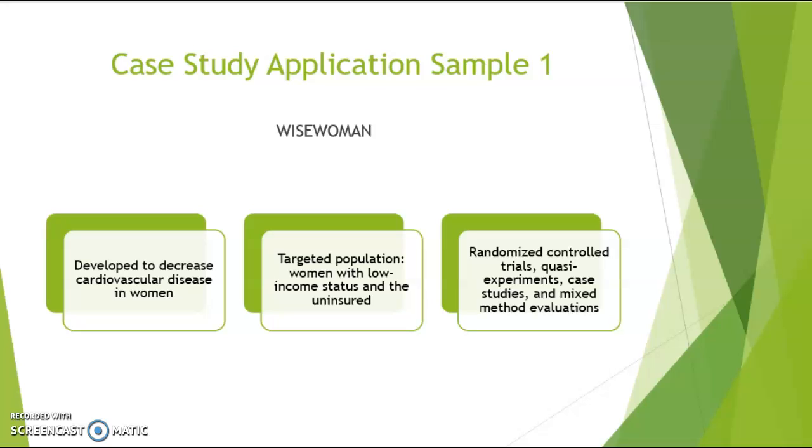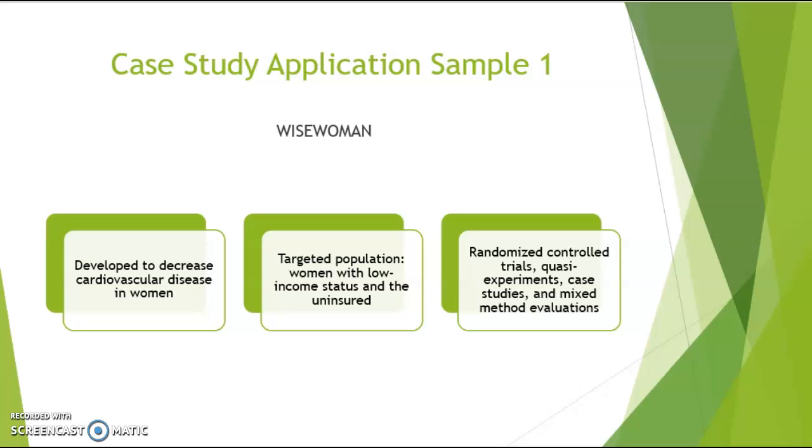Now I'd like to elaborate on 2 case studies where the application of the social cognitive theory has been used. The first is the WISE Woman Public Health Intervention. The Division for Heart Disease and Stroke Prevention, which is run through the Centers for Disease Control, has created the WISE Woman, which stands for Well Integrated Screening and Evaluation for Women Across the Nation, Public Health Intervention to decrease cardiovascular disease in women. The target population are women who are uninsured and have low income status and are aged 40 to 64 years old.